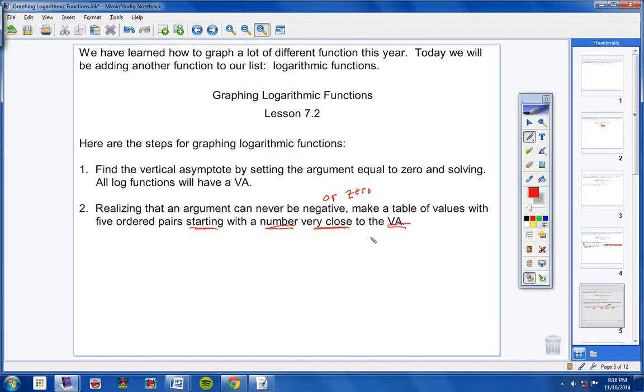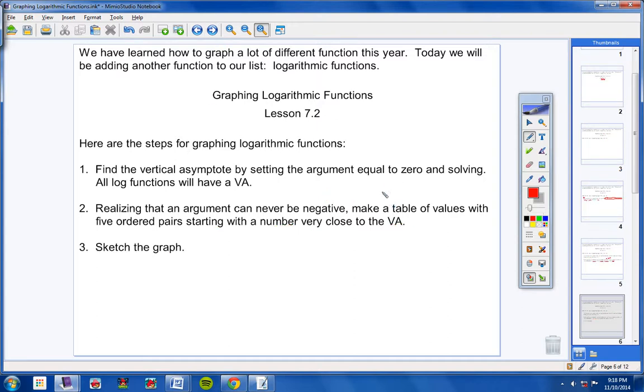So, realizing that an argument can never be negative, or 0 for that matter, make a table of values with 5 ordered pairs, starting with a number very close to the vertical asymptote. And I will explain that a little bit later. Step 3, sketch the graph. Okay, pretty simple, sketch the graph. Okay, here we go, guys.